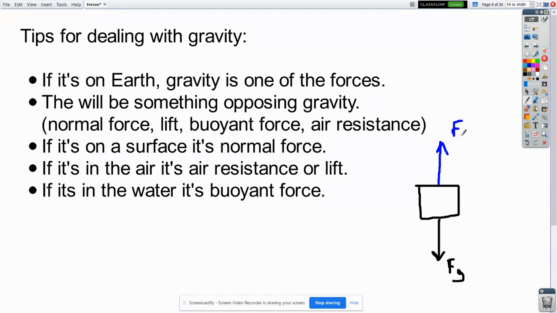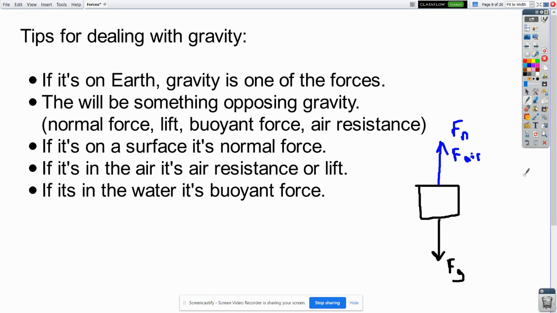If it's sitting on a surface, that is normal force. So if this object was a plant sitting on a shelf, gravity would pull down on the plant. The normal force from the shelf would push up on the plant. So if it's sitting on a surface, it's normal force. If it's in the air, if it's falling, this is air resistance. Air resistance will be what pushes up on it.